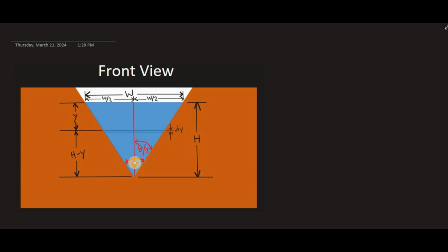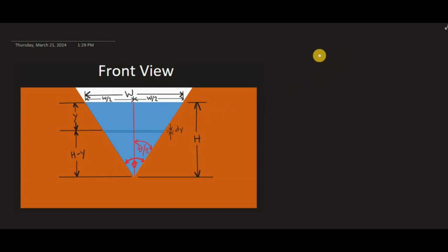The weir is an isosceles triangle with the side at the left and at the right being equal in length. Therefore, if we divide the triangle like this, we end up getting 2 congruent triangles, and this angle here is theta over 2.